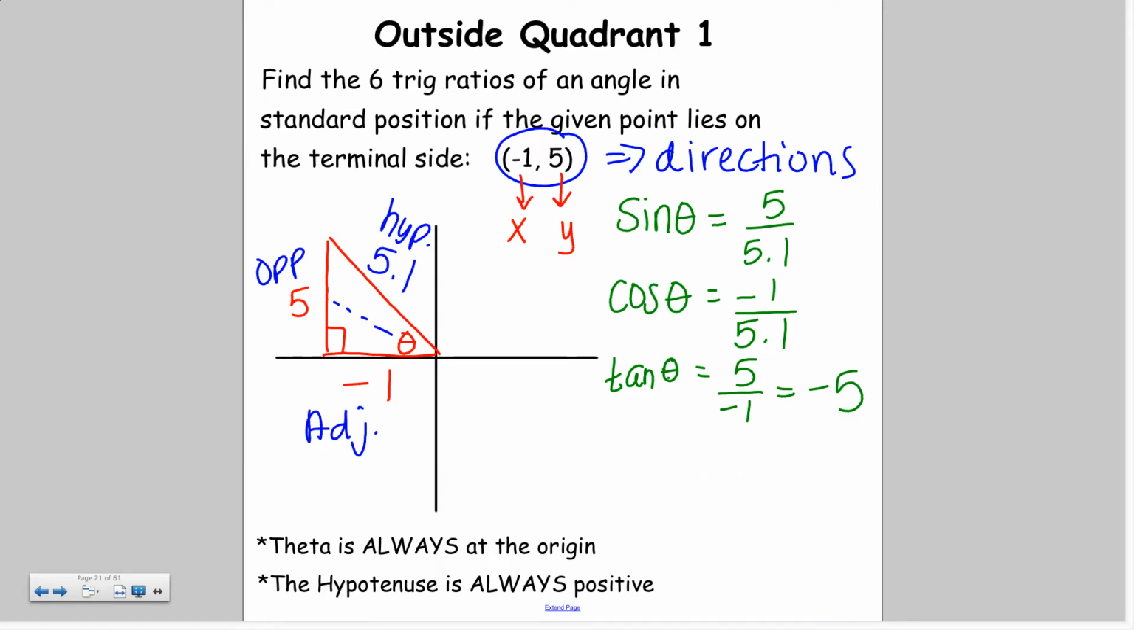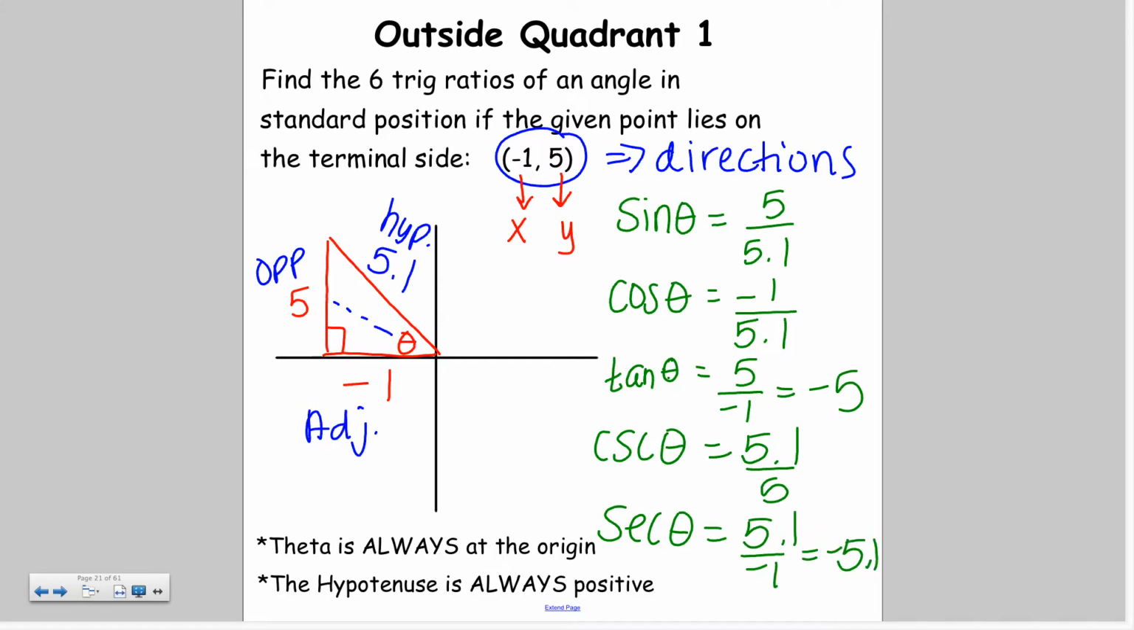Then I'm going to flip them around and find the inverse. So sine goes with cosecant, and I'm going to flip that over. Cosine goes with secant, so I'm going to flip the cosine over. And cotangent goes with tangent, so that's going to be -1/5.